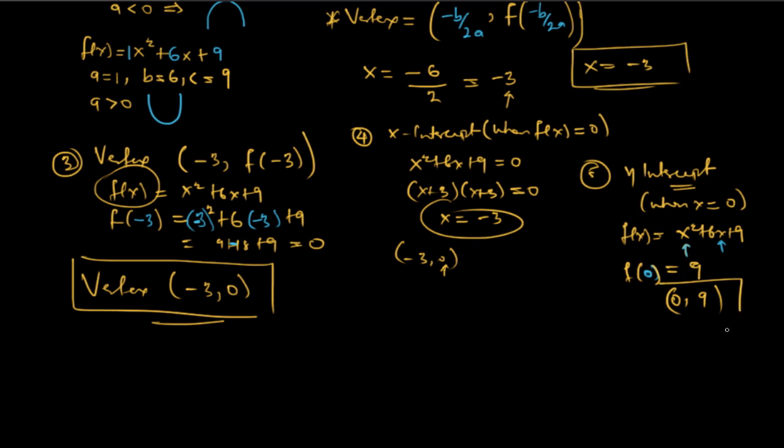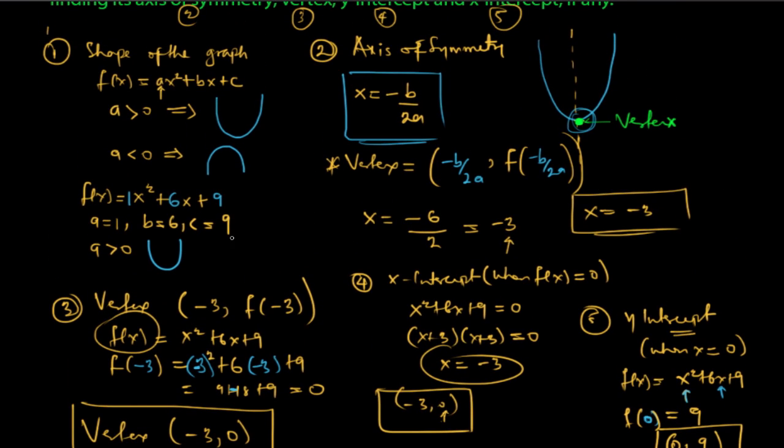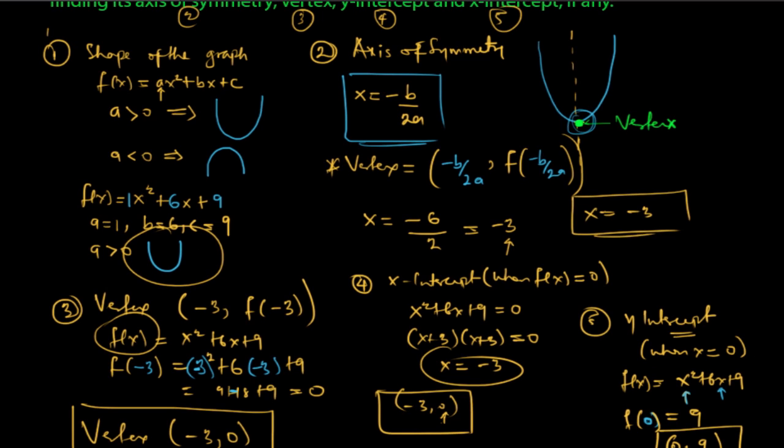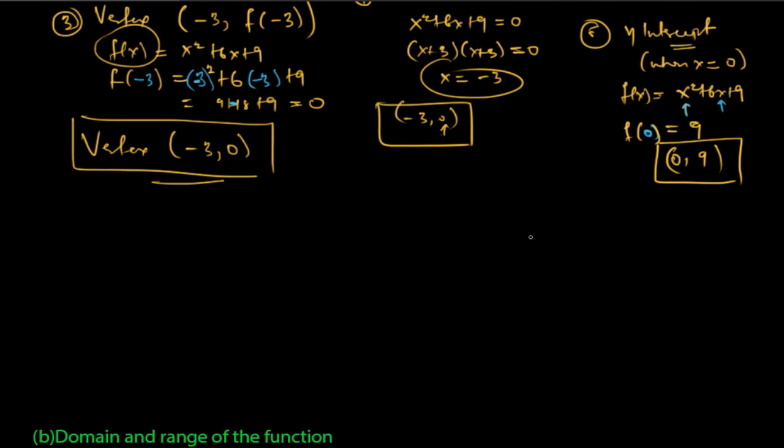So now we have our x-intercept, we have our y-intercept. Okay, this is the y-intercept, this is the x-intercept. We have the vertex, the coordinate of the vertex. We have the axis of symmetry, and then we also have the shape of the graph. So we're going to use 1, 2, 3, 4, and 5 to plot the graph of the quadratic function. So let's just construct the sketch here.